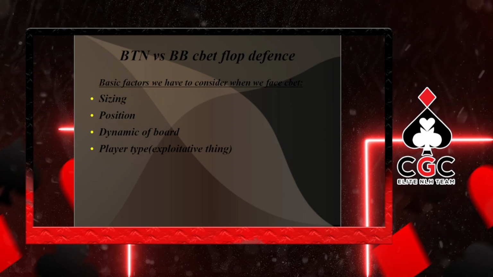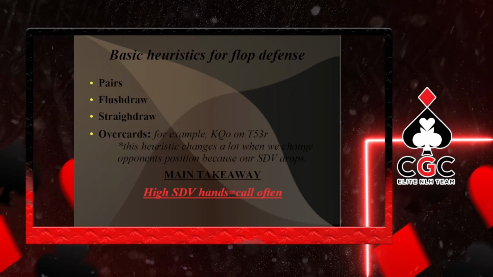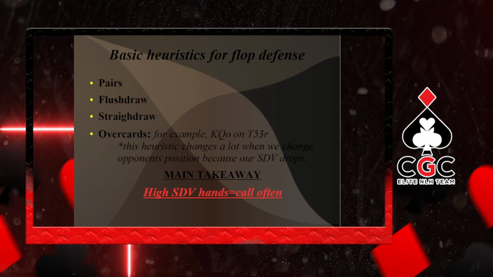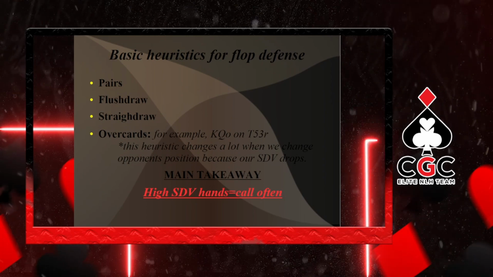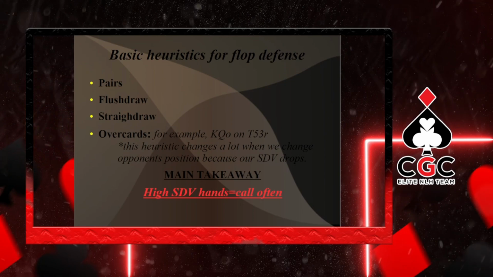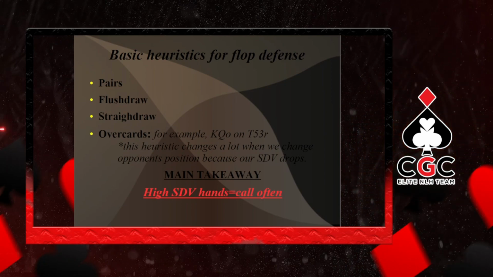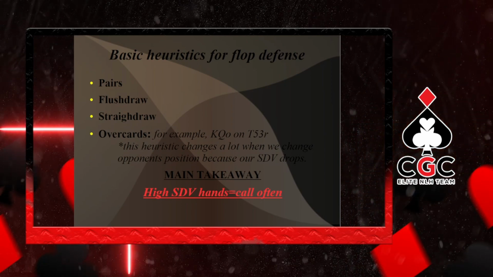and we're gonna jump into the basic heuristic for flop defense. So which hands we should continue when we face a c-bet. So the first is the most obvious. When we have a pair on the board, we can't fold for sure.